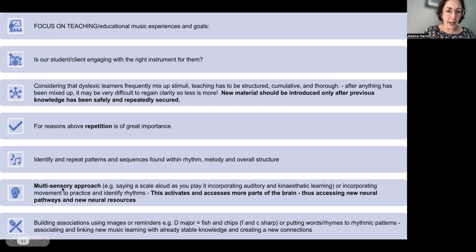We really want to engage in a multisensory approach. Some examples of this might be saying a scale aloud as we play it, so incorporating both audio and kinesthetic learning. The kinesthetic part is us engaging in the fingerings, and the auditory part might be us saying the scale as we go, or incorporating movement to practice and identify rhythms.